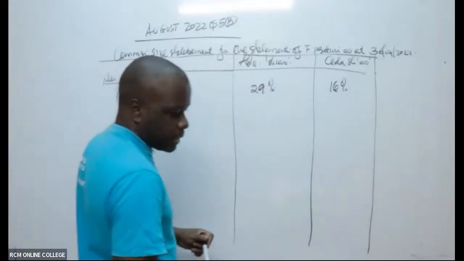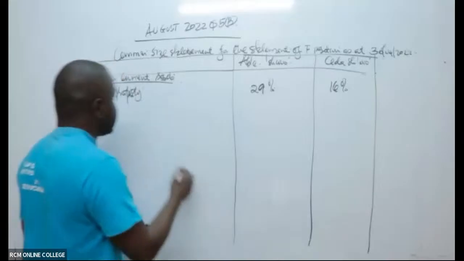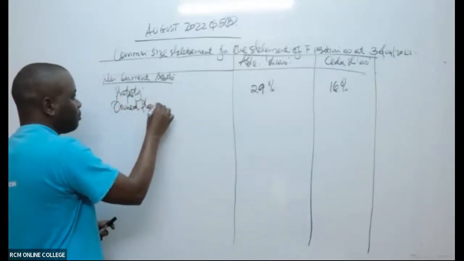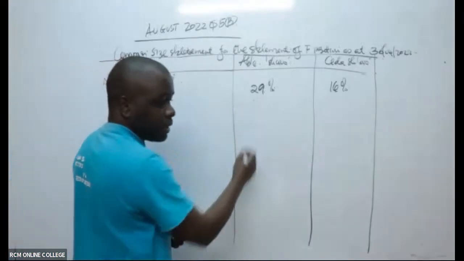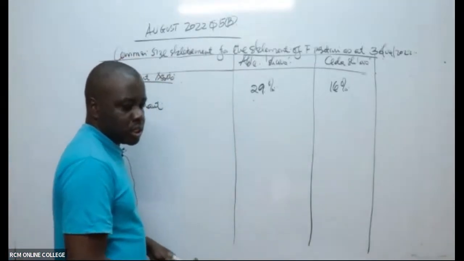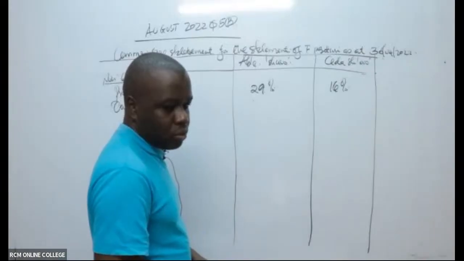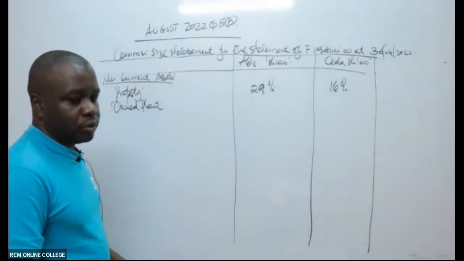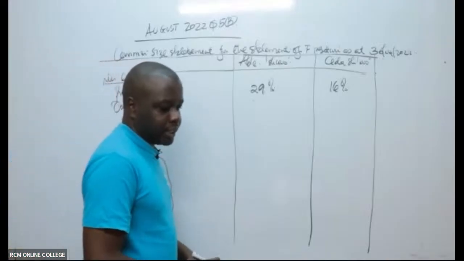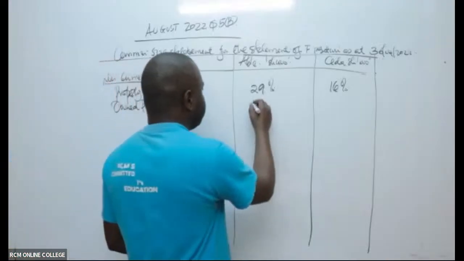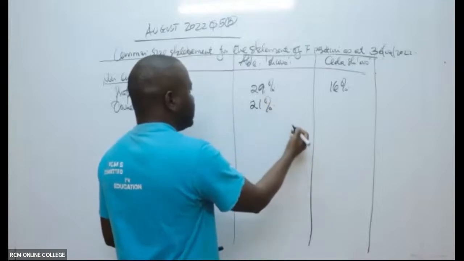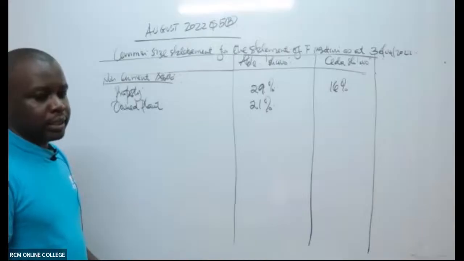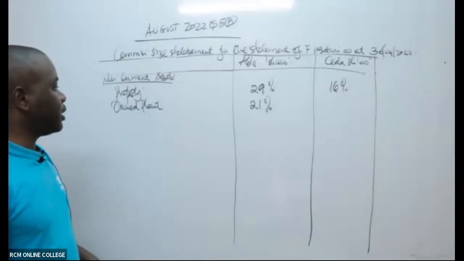Then the next item is actually the plant. What about the owned plant for Able? 20.8, so maybe we can do 21%. What about the other side of SEDA for the owned plant?